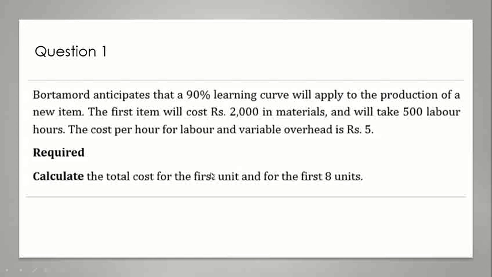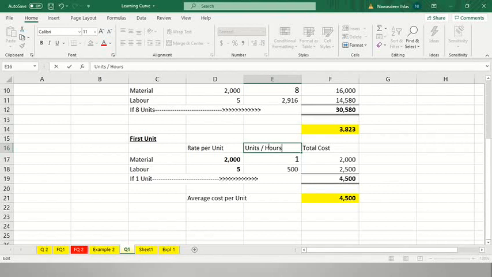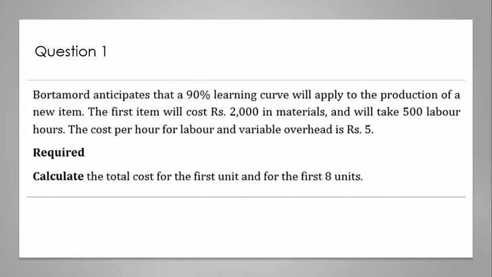Here they are saying the cost per hour for labor and variable overhead is 5 rupees. So both labor and variable are 5 rupees per hour, both included. So we only need to multiply this 5 by this 500 to find the labor and other variable cost. The material cost is given, and labor and variable cost is 5 per hour. So 5 into 500 plus this 2000 will be our total cost for this particular unit, right. How many labor hours do we need for the first unit? We need 500 labor hours.